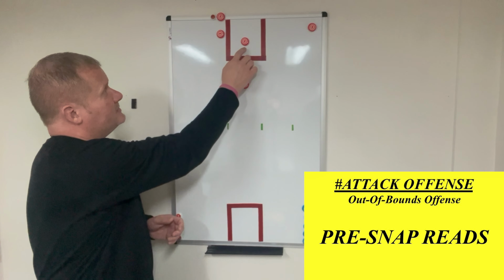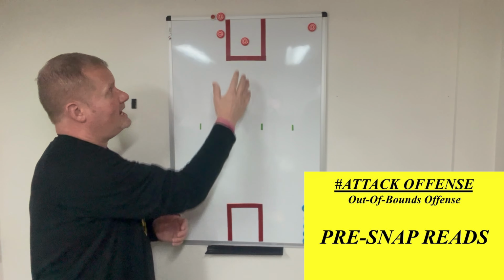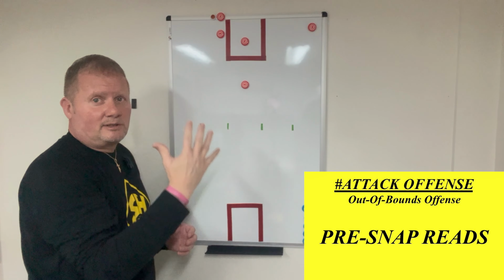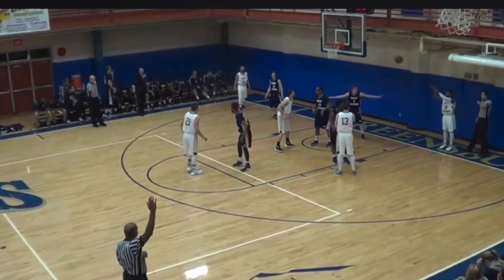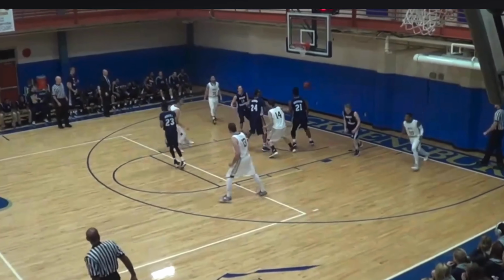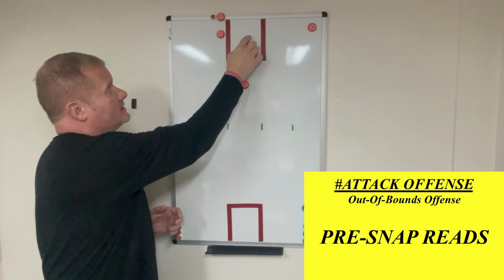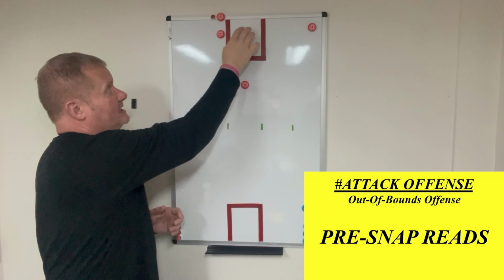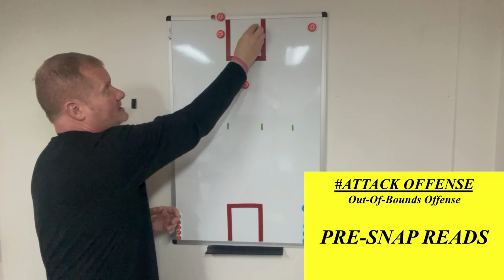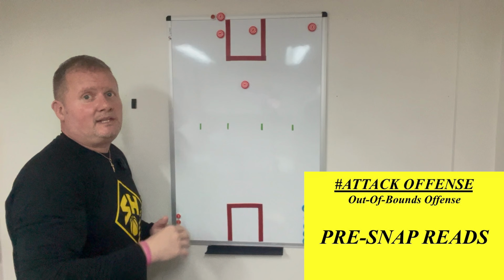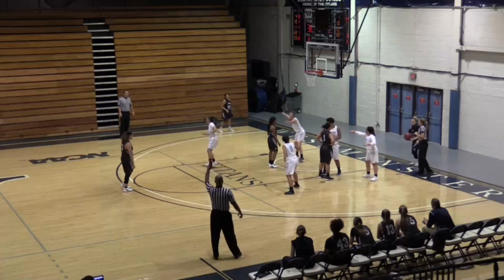Another pre-snap read is right here in the middle. Now on the guy's side, the guys can get a little bit more vertical, so that could be a lob. Eye contact is made between the inbounder and the person in the middle, lob pass and a bucket. But it can also be where a player just sneaks down. If their defender has their head turned this way, and we can sneak down and see that pass behind them, then we'll take advantage of that too.